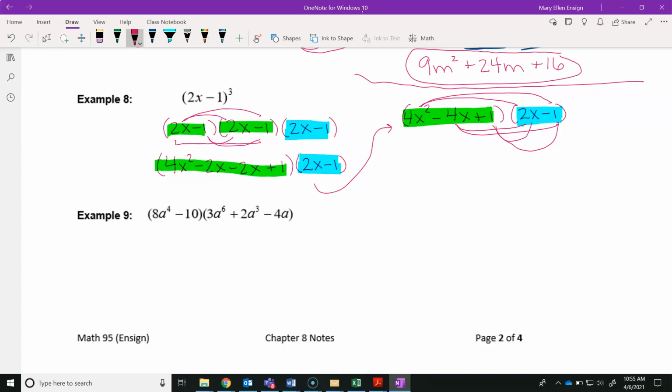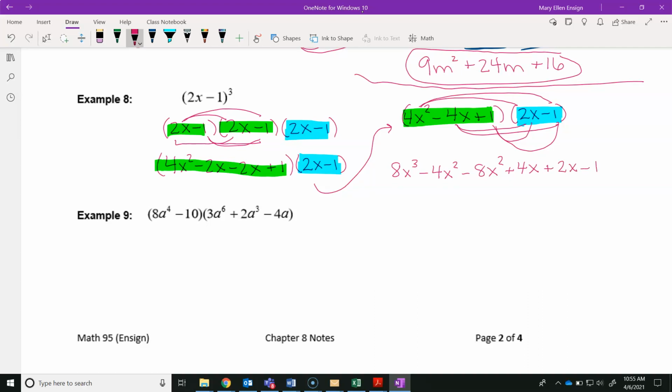So 4x squared times 2x is 8x cubed. 4x squared times negative 1 is minus 4x squared. Negative 4x times 2x is negative 8x squared. Negative 4x times negative 1 is positive 4x. 1 times 2x is 2x. 1 times negative 1 is negative 1.